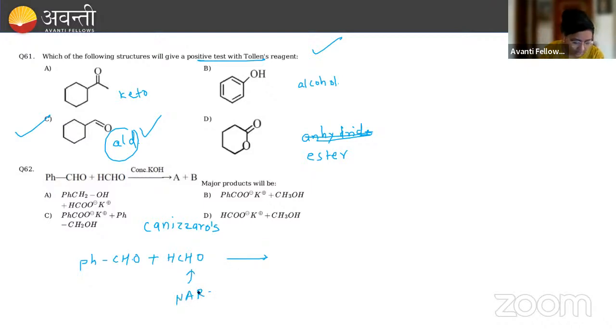Okay, and the other undergoes oxidation. So here there is a formation of PhCH2OH, plus oxidation. It undergoes nucleophilic addition reaction and forms the compound this way. So what is our correct answer? Answer A, Cannizzaro reaction. Any doubt? Yes, any doubt?